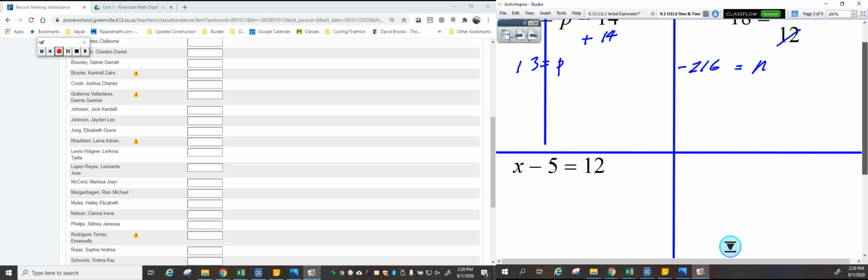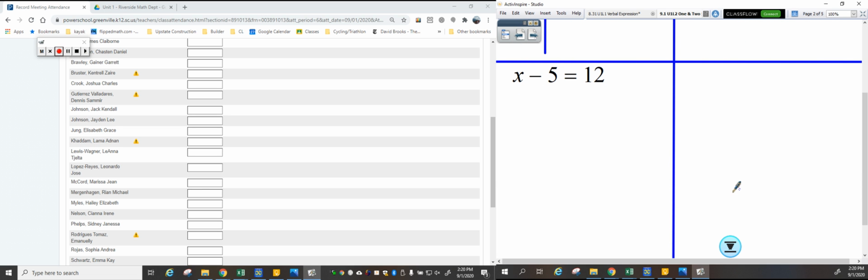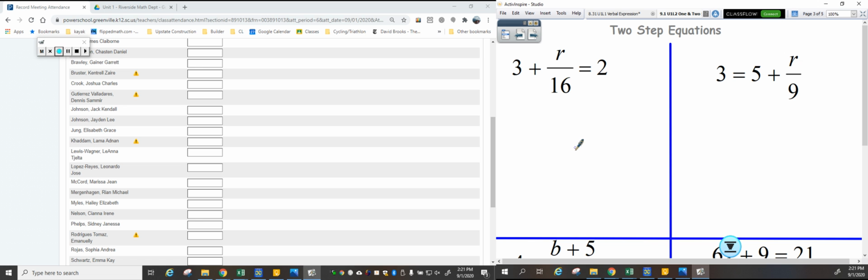All right. The last one. Anybody? What do we do? Go ahead. Tell me. That's right. I'm going to add 5 to both sides. So x equals 17. Good. Any questions here? Good. All right. 2 steps. So how many actions are taken to get to the finish?